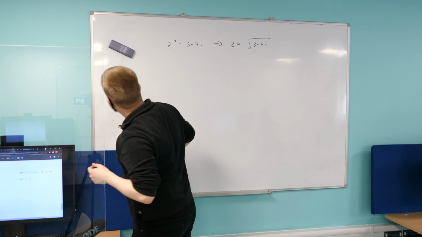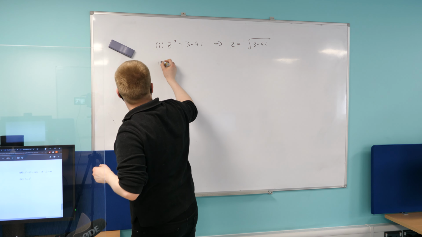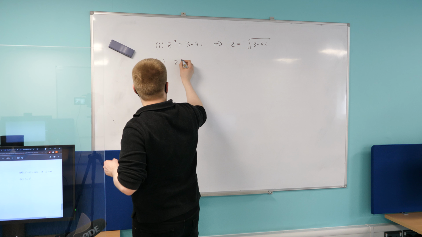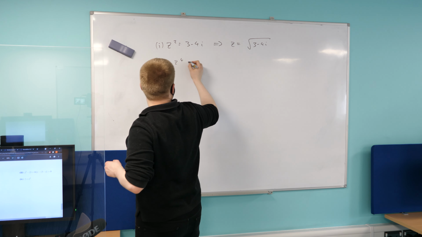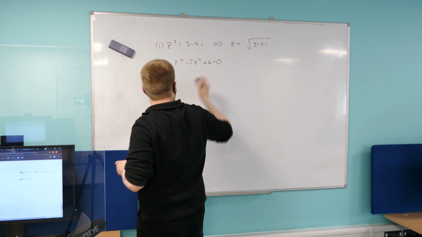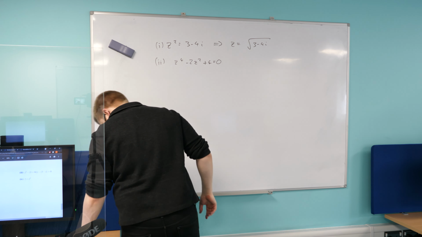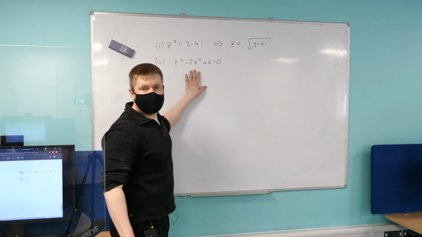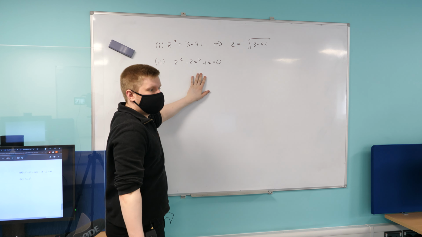Okay, if we look at question 2, so that was question 1. If we look at question 2, we have z to the power 4 minus 2z squared plus 4 equals 0. Let's have a go at this one. Okay, so has anybody got any ideas for how we could go about solving this one?